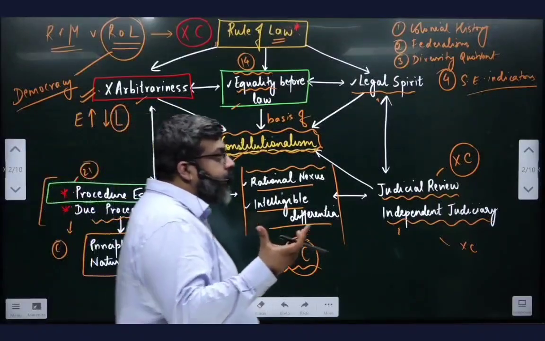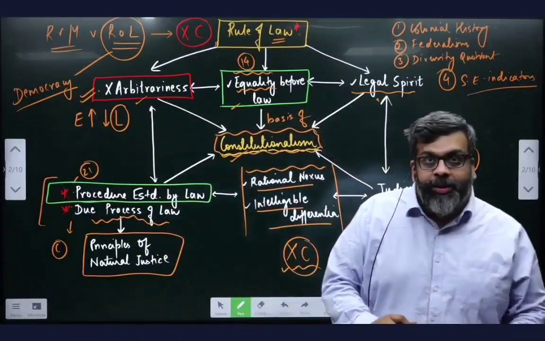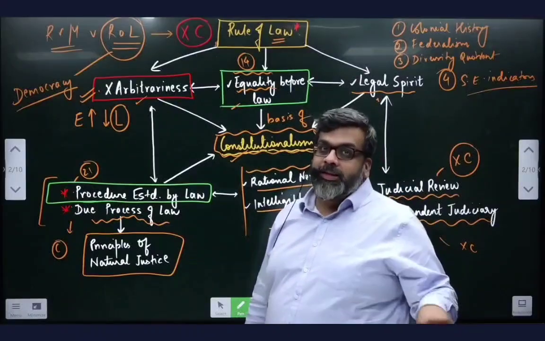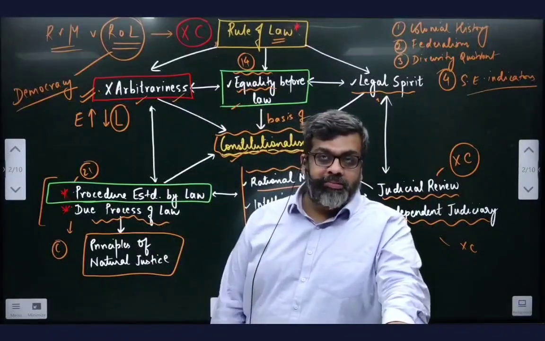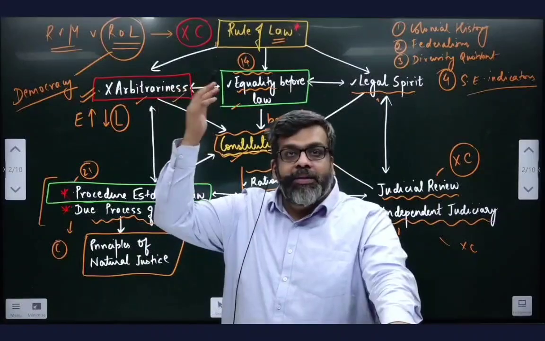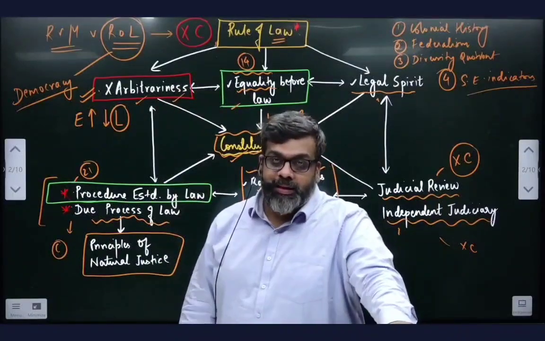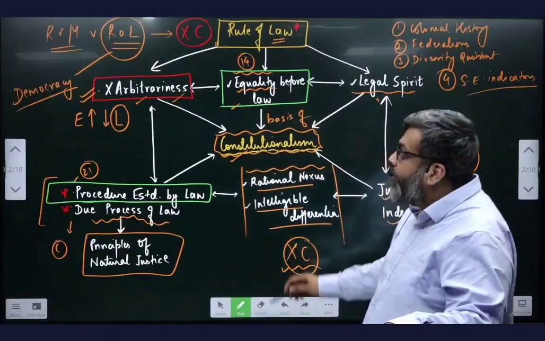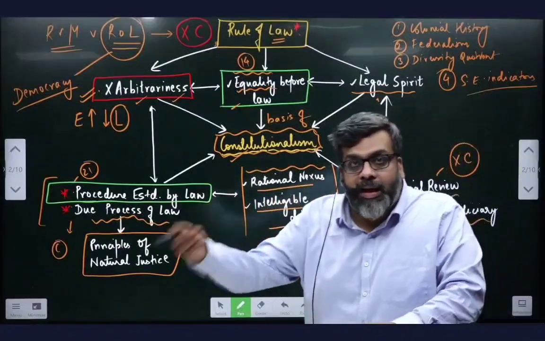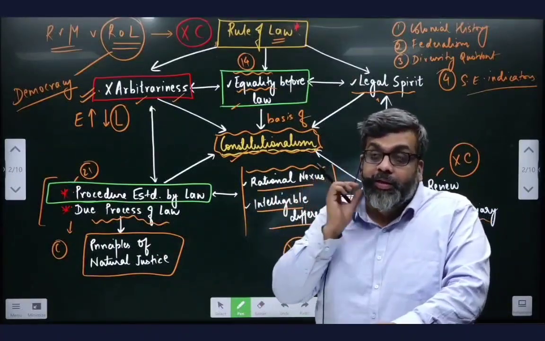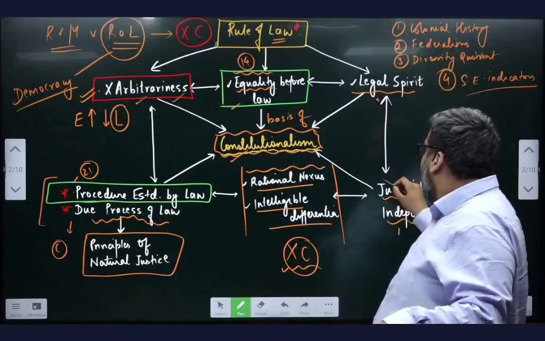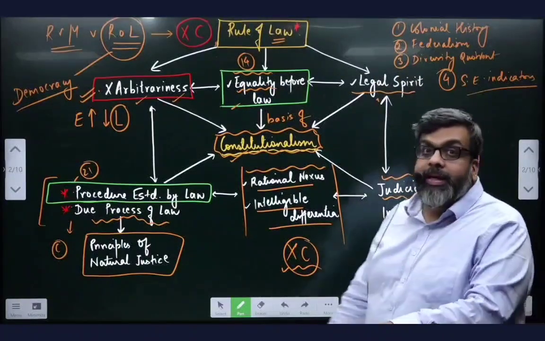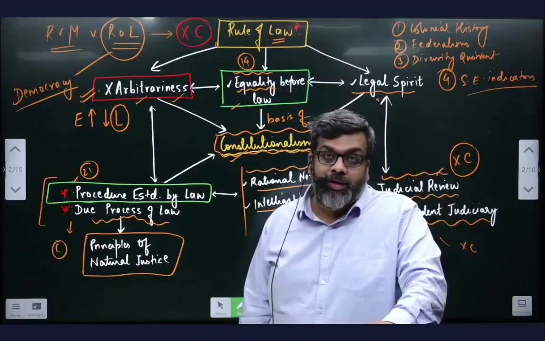Take, for example, the doctrine of basic structure. The doctrine of basic structure applies to the Parliament's power to amend the Constitution. They cannot randomly, arbitrarily amend whatever it is that they feel like. And therefore, if they cross a line, if they violate a doctrine of basic structure principle, then because of legal spirit, I can review whether that actually violates the basic structure doctrine.